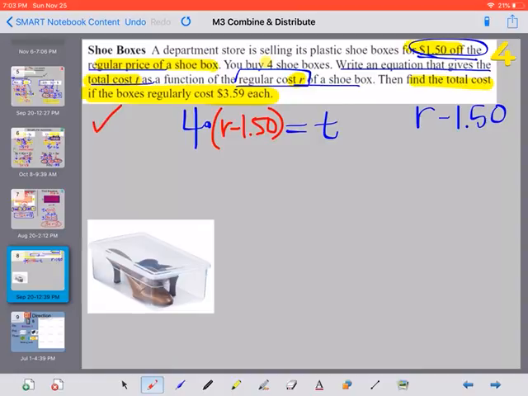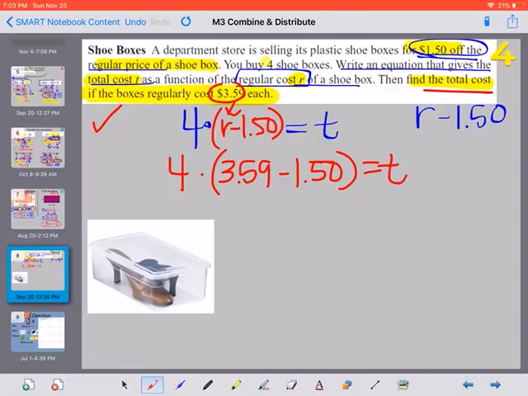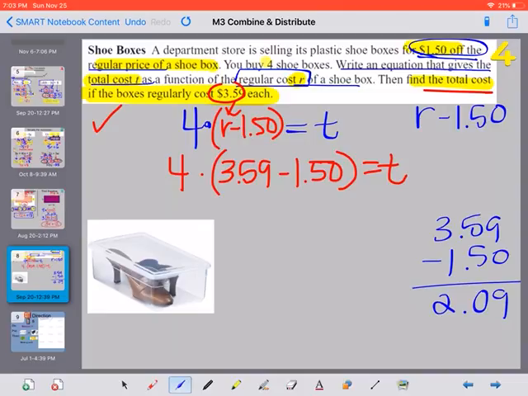Now that we answered that, find the total cost if the boxes regularly cost $3.59. So now we know that R is $3.59. So I just plugged in R, and now we can simplify. We have $3.59 minus $1.50. 9 minus 0 is 9. So we have $2.09. So we have 4 multiplied by $2.09 equal to the total cost.